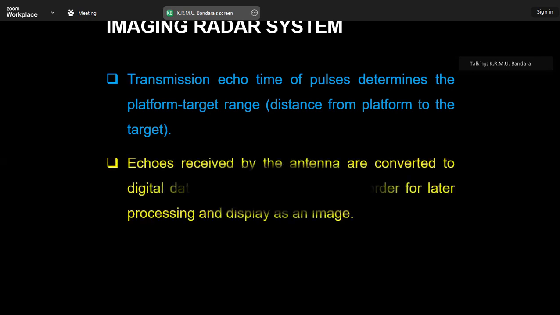Okay, then the echoes received by the antenna are converted into digital data and passed to the data recorder for later processing and display as an image. The echoes are received by the antenna, then converted into a digital number. That is the strength of the signal. If 100% strength is coming, it is converted to 100. If 50% of the energy is coming, then convert it to the number 50. If no signal is coming, then convert it into 0.